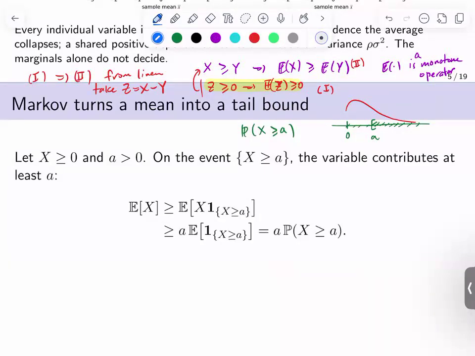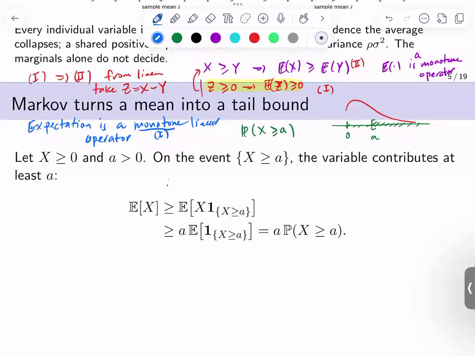So expectation is a monotone linear operator. This monotone is property 1, or that inequality. If you remember this, you go far with expectation. It's a monotone linear operator. Basically, the monotone part means I can take expectation of both sides of an inequality.